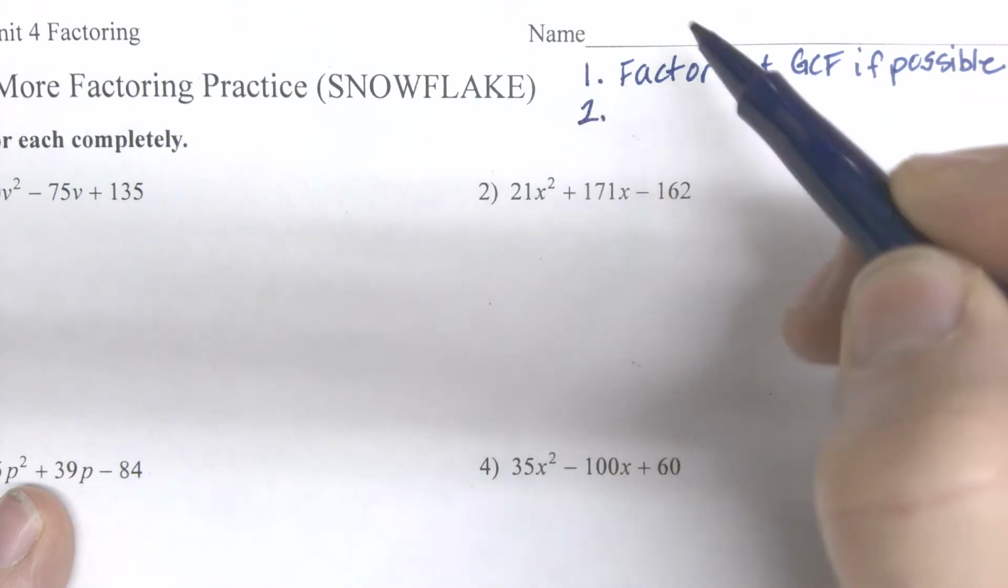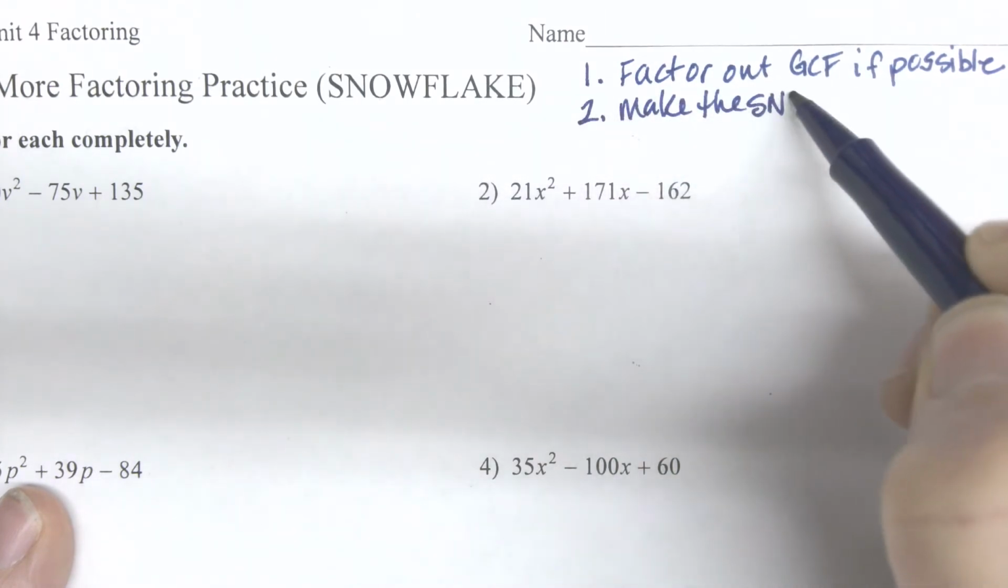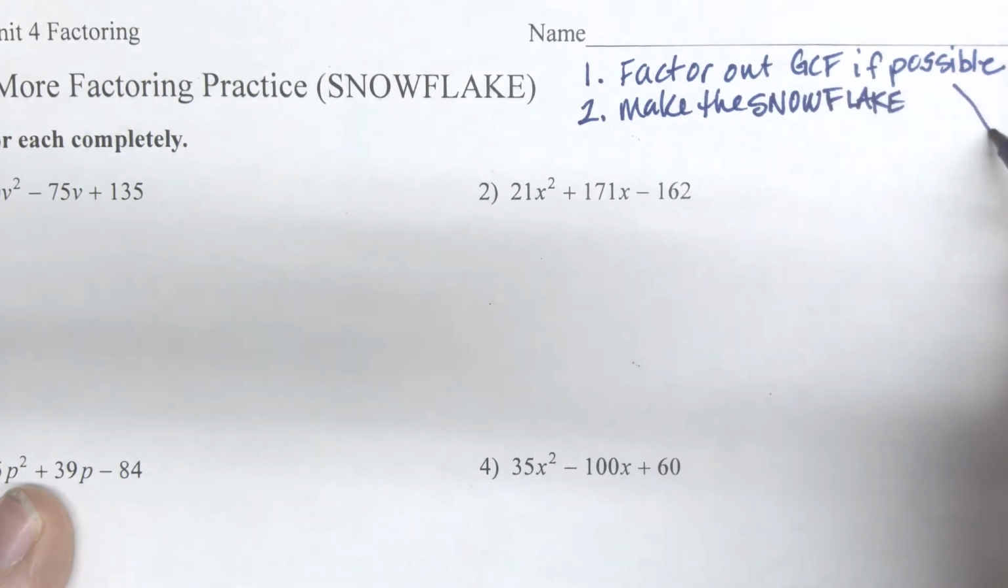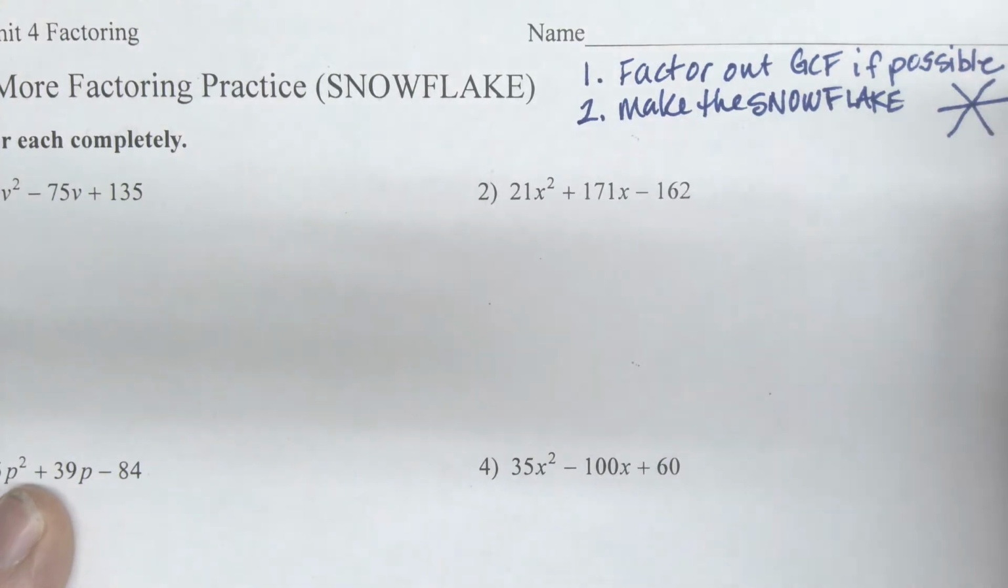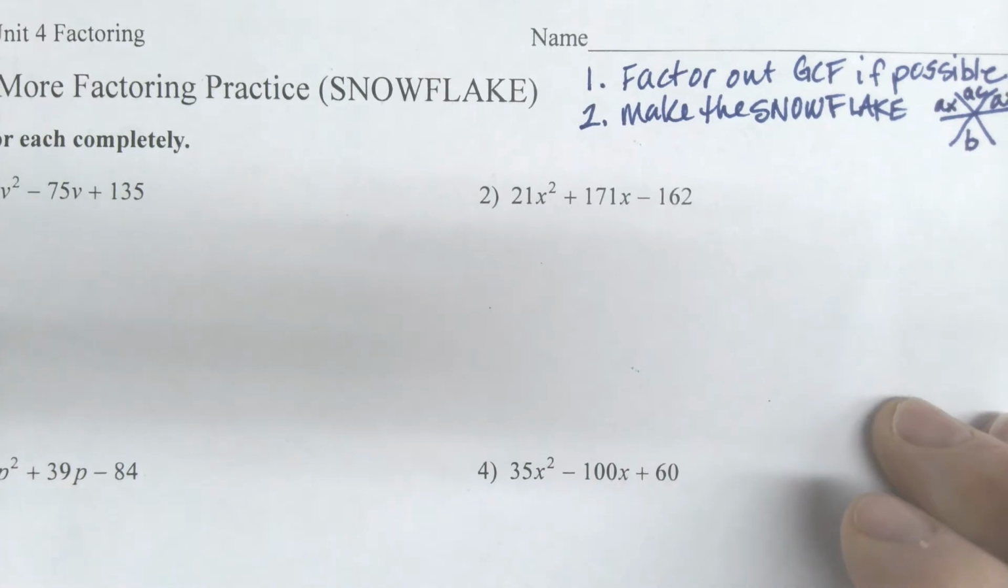The second thing is make the snowflake. You remember how that works, hopefully. Remember, on the top, it's the product of the front and the last. On the bottom, it's the middle. And then on each of the sides, it's A times the variable, A times the variable. And that's something that we forget kind of a lot.